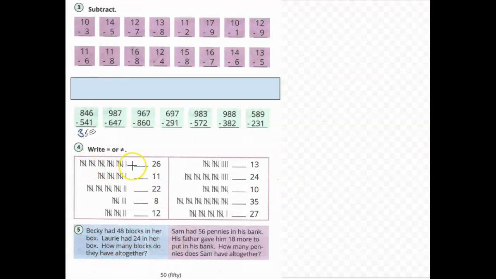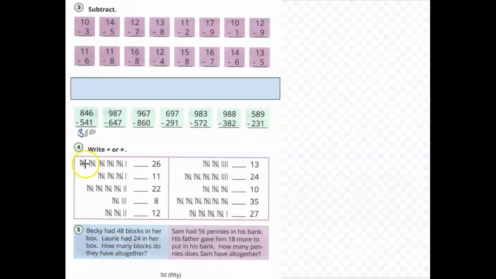All right, if you are back with us, now we're down here and we are doing the compare. So is it equal or not equal to? So what you're going to do is count up your tally marks, and then you're going to look at the number next to it and decide, do these tally marks match this or not match it? So let's count.